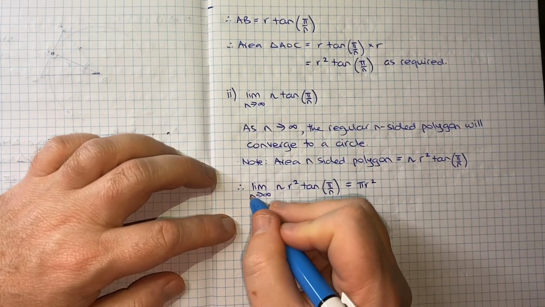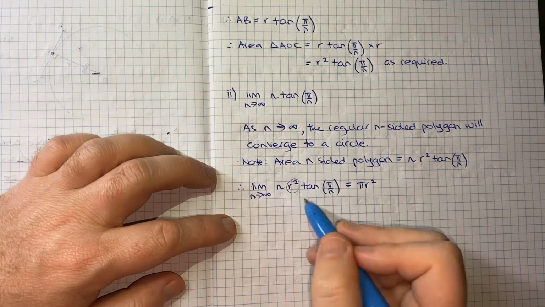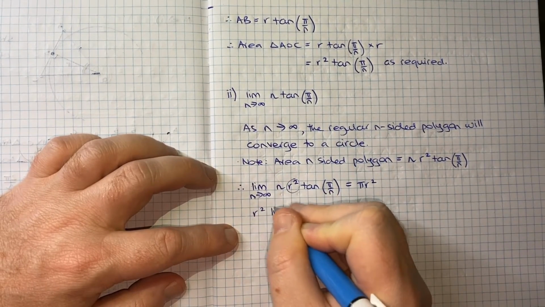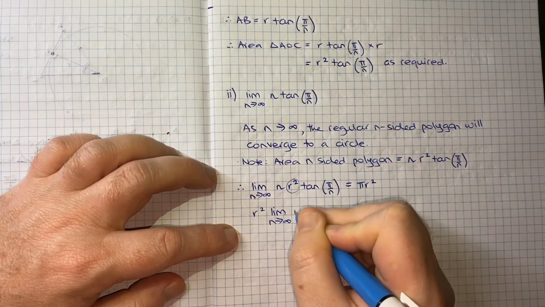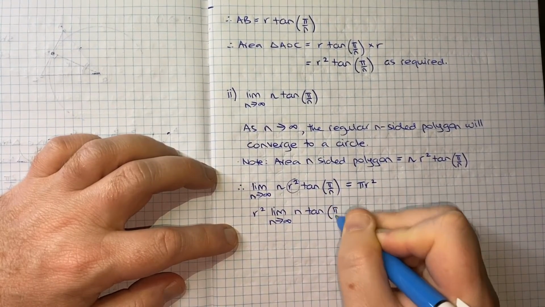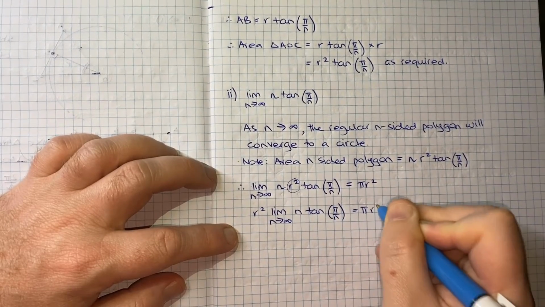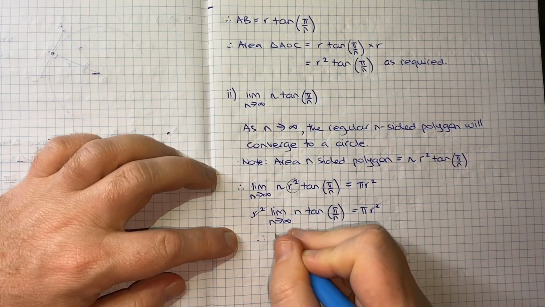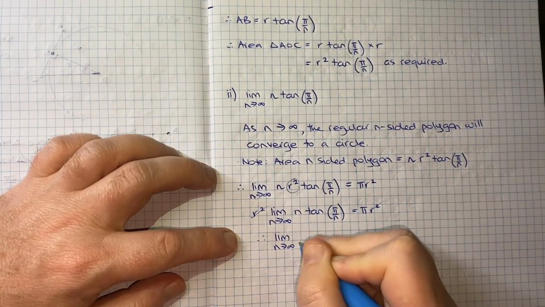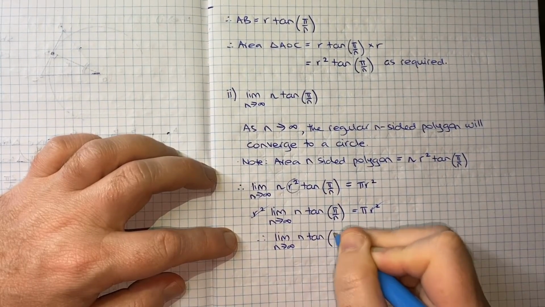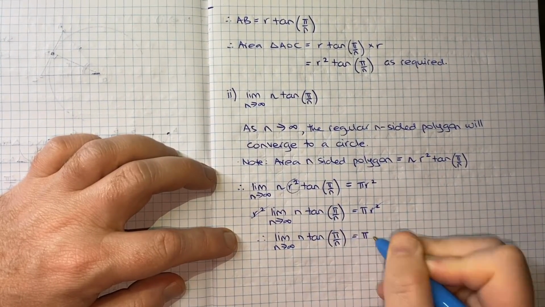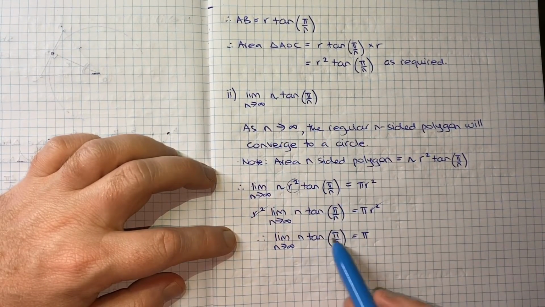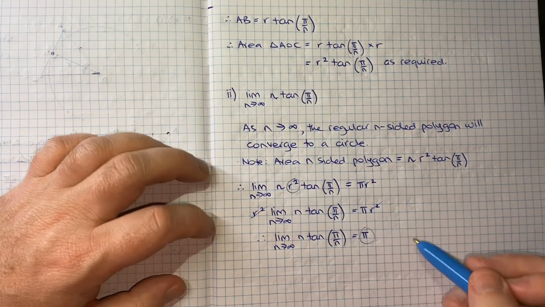Now, given our limit is in n, that means r squared is essentially just a constant, so we can bring it out. So we can say r squared times the limit as n goes to infinity of n tan pi on n is equal to pi r squared. And so these r squareds cancel, and so therefore we can conclude that the limit as n goes to infinity of n tan pi on n is equal to pi. And that is the limit that we were interested in. So it just converges to pi.